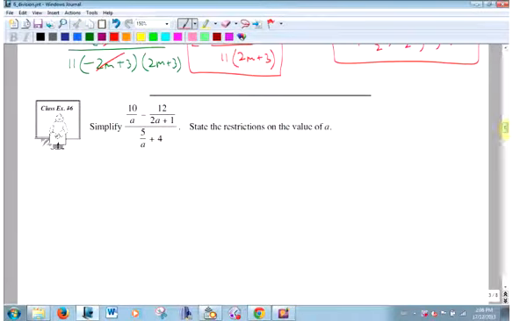Now, the fun one, because that wasn't fun. That was just an appetizer. This is your main course. First thing you probably want to do is this. Divided by the bottom guy, right? That's a bad divided by.